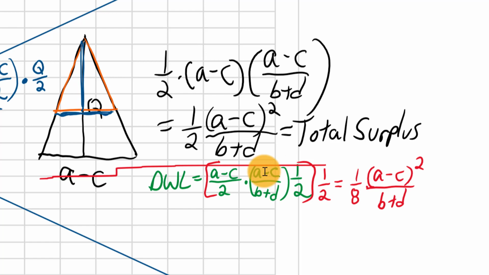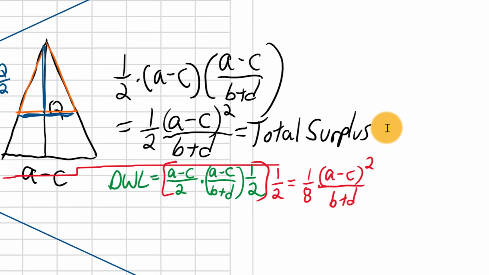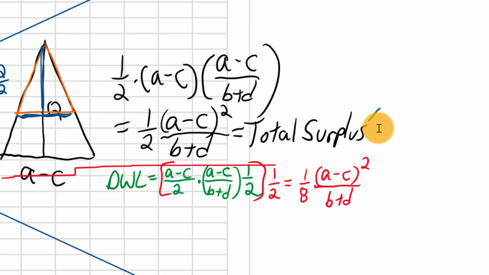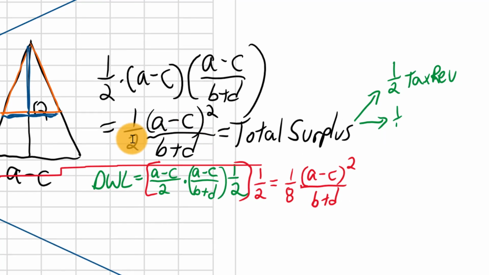So what this is telling us is that if we look at this total surplus to begin with, we're beginning to see how this total surplus is going to be split. A half of it is going to be captured in tax revenue. This 1/8 (A minus C) squared over (B plus D) is 1/4 of the total surplus. So 1/4 goes to deadweight loss. And then that means that the other 1/4 of total surplus is still surplus. It's consumer surplus or producer surplus.